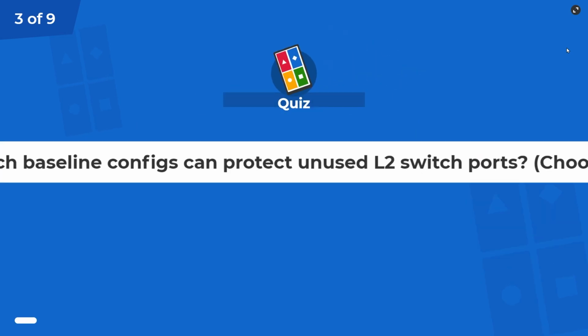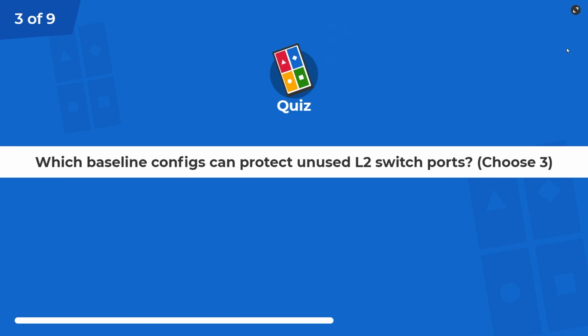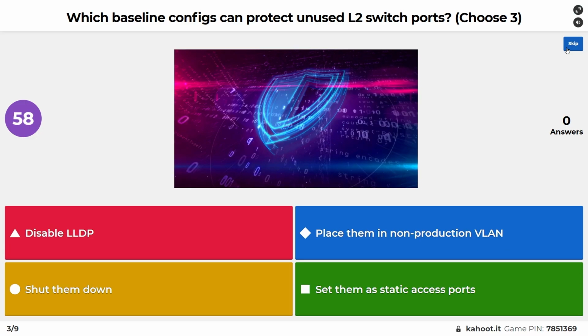Glad you're here. This is multiple select. I'm looking for 3 answers out of 4. Just look for the one that's not true. Which baseline config can protect unused layer 2 switch ports? And when I mean baseline, I'm talking about you get a brand new switch, you're about to roll it out. What can we do to all the ports by default before we start configuring them to have the best possible security posture?